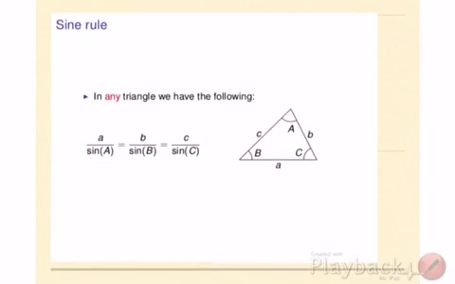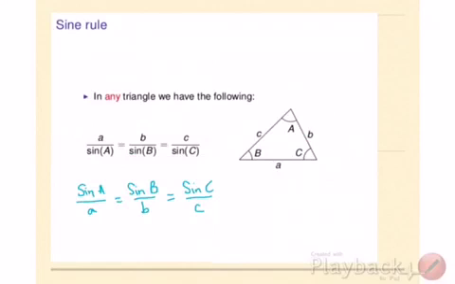The sine rule says that a over sine A is equal to b over sine B is equal to c over sine C. That's what we can take away from that. We can also flip this rule. So I can say that sine A over a is equal to sine B over b is equal to sine C over c.